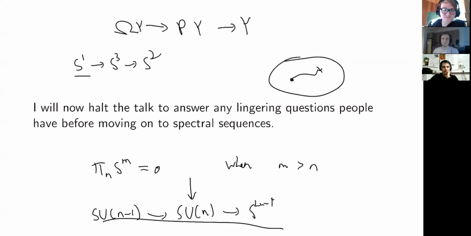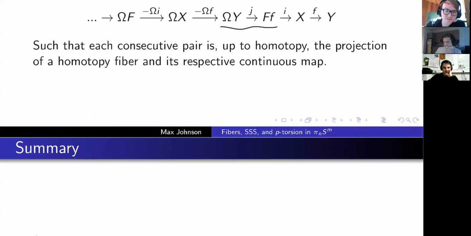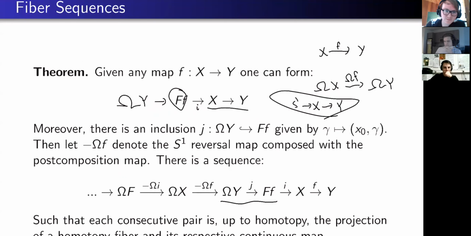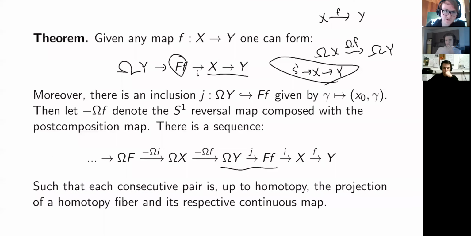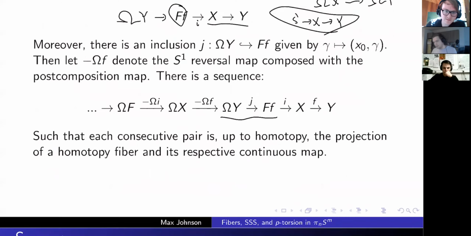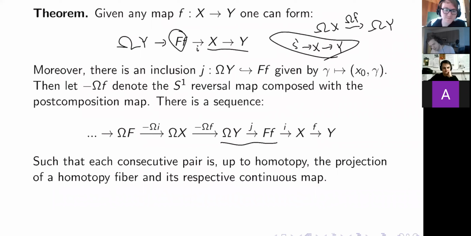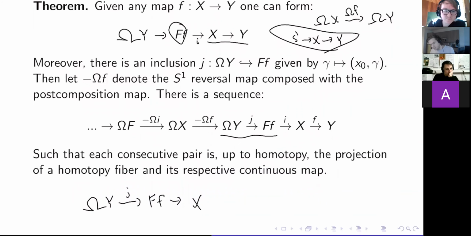All right, are there any other questions? Yeah, go ahead, Brandon. Sure. So if you go back to the fiber sequence, when you say each consecutive pair, are you talking about the consecutive pairs of maps here? Yeah, so just as an example, I guess you would have like omega Y to F to X, and the claim would be that omega Y is equivalent to the homotopy fiber of the map I. And the claim is that this works for all these.